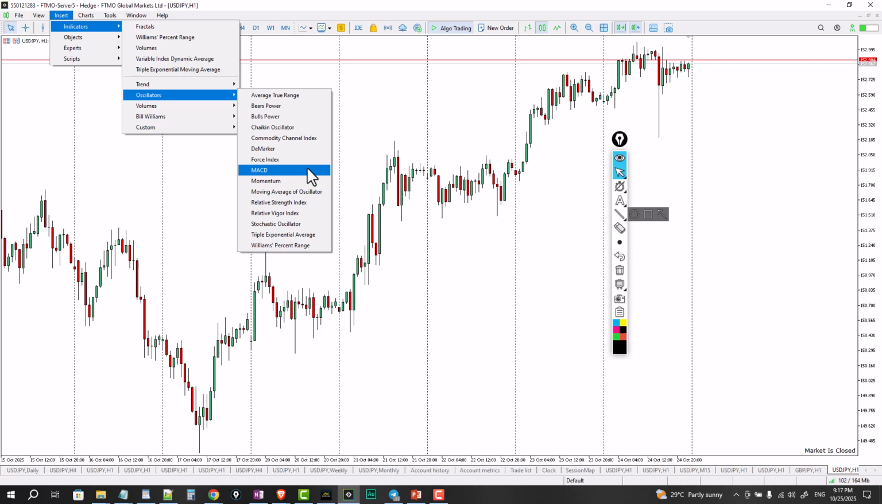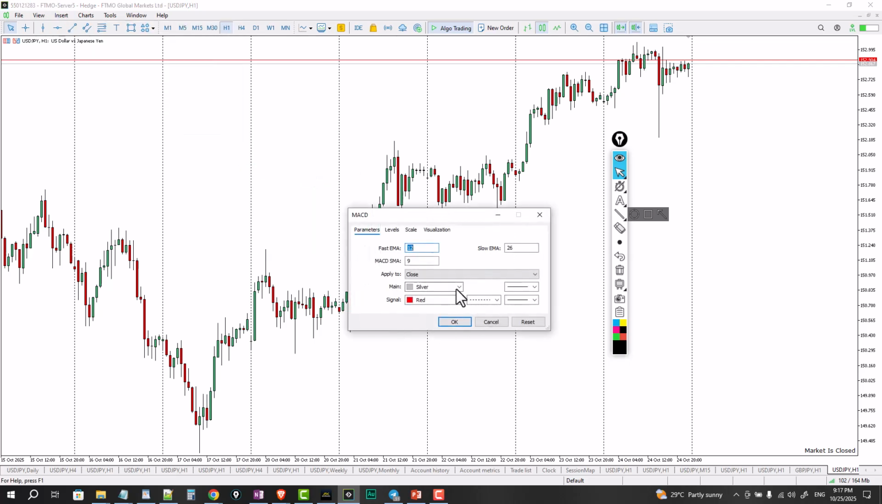Okay, so all you need to do is just click on it, and you can use the default settings. The color here, which is silver, is for the histograms. I tend to find that the silver color doesn't make it appear clearly on the chart, so I just use the color black. You can leave it as is, or you could color it whatever you want. It doesn't really matter. It doesn't affect the calculation of the indicator.